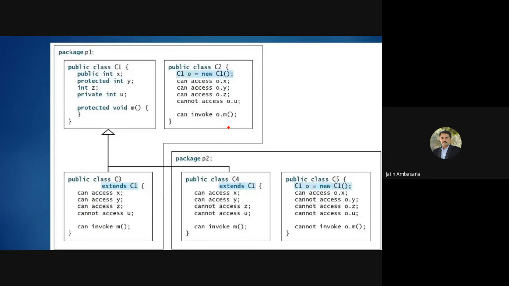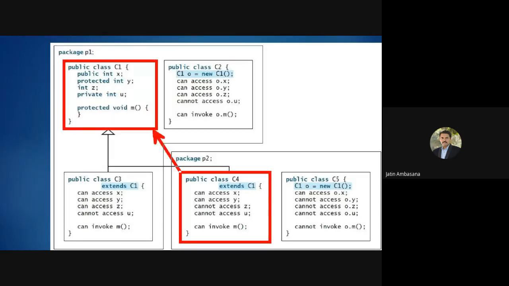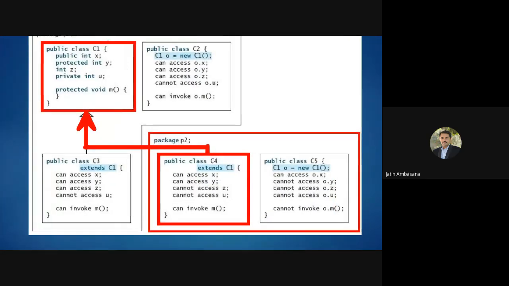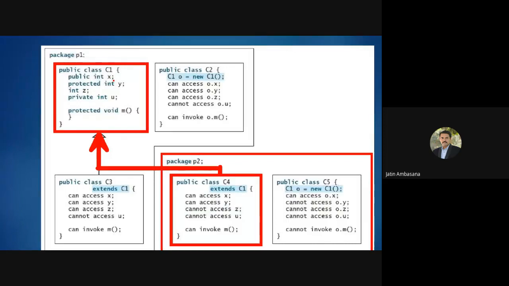Now if you see the slightly restricted version of protected, check this out, see what happens. See the difference between protected and default. See, this C4 is the child class of C1. So C4 is inheriting C1. Okay, but C4 is in a different package. You can see that C4 is in a different package. So which members can be accessed of C1 here?